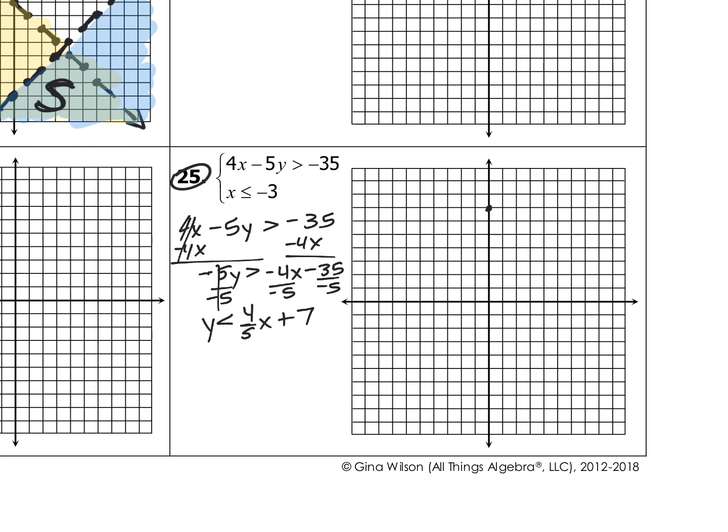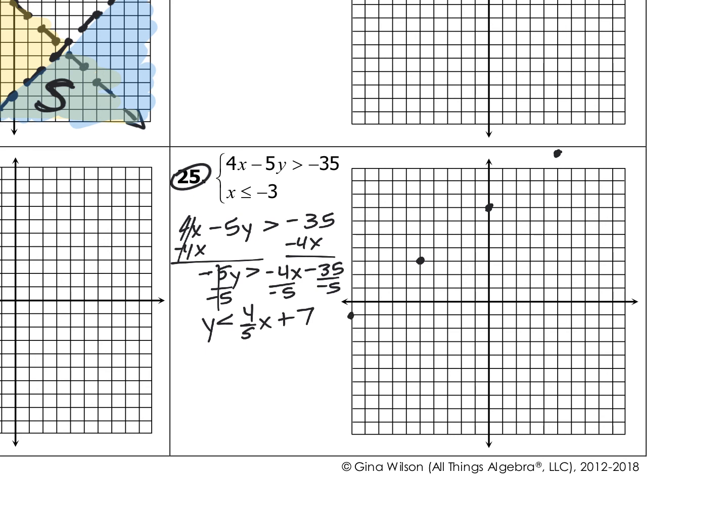Okay, so let's go ahead and graph this one. Start at 7 on the y-axis and the slope is 4/5. Now, if I try to go 4/5, I'm going to go off the grid, right? It's going to be somewhere around here. But I can do the opposite slope. So positive 4/5, it's like going up 4, right 5. I can go down 4 and left 5. And that's the same.